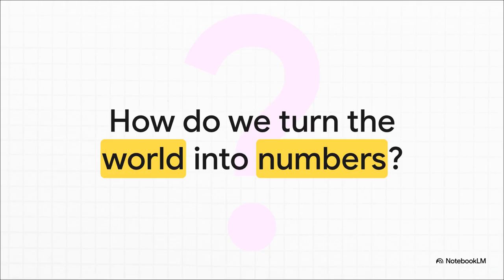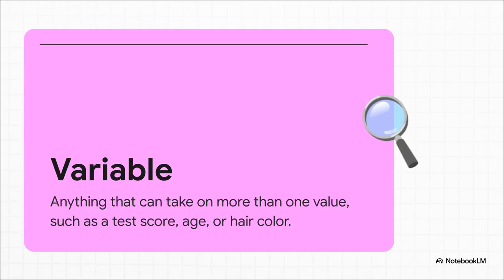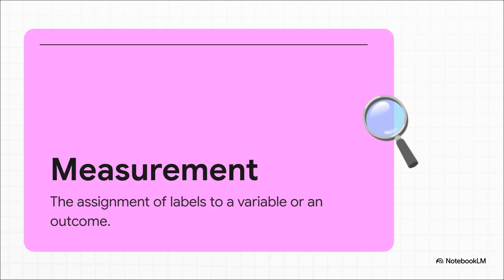Well, it all boils down to two key ideas. First off, you've got this thing called a variable, and it's exactly what it sounds like. It's anything that can vary or take on more than one value. You know, like a score on a test, your age, even the color of your hair. Pretty straightforward. And measurement? Well, that's just the act of slapping a label on that variable. And that label can be super precise, like a running time of 10.7 seconds, or it can be a lot broader, like just saying you like or dislike something. Both are forms of measurement.